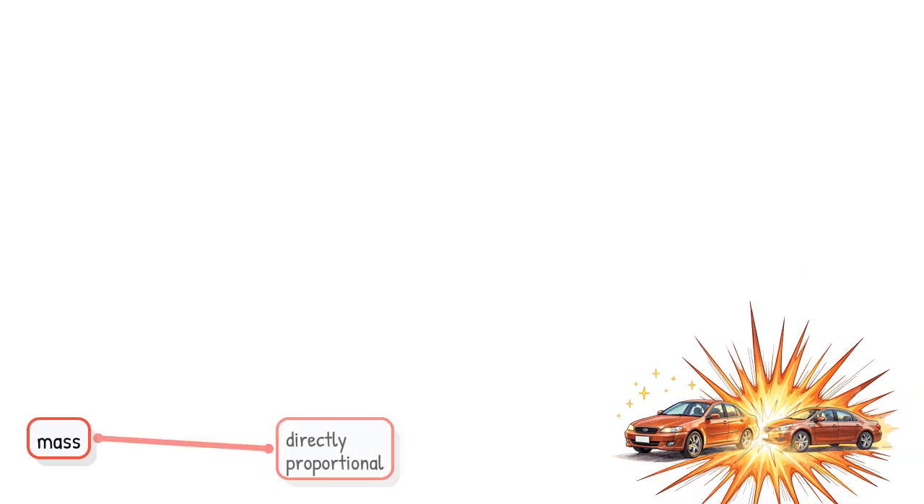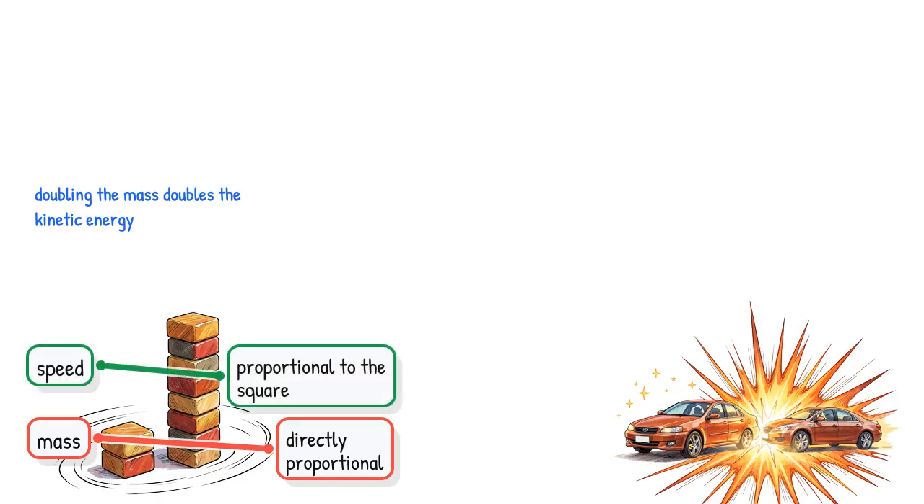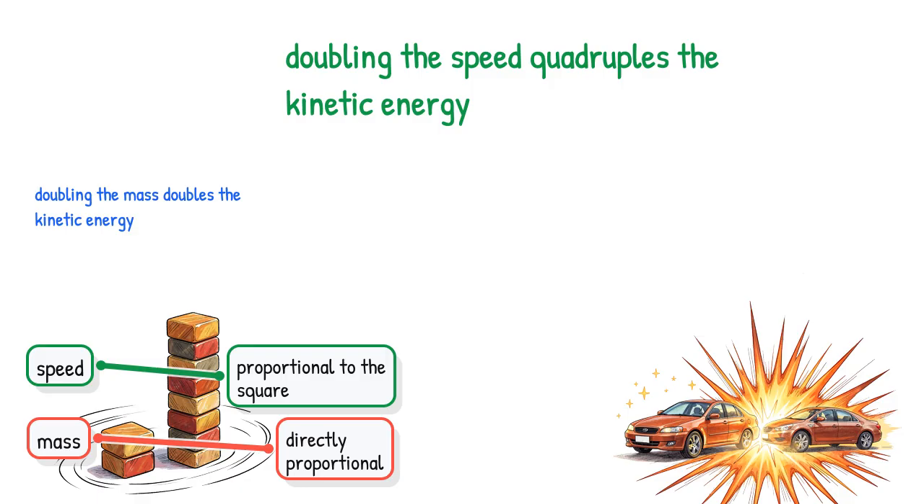Kinetic energy is directly proportional to mass, so doubling the mass doubles the kinetic energy provided velocity is constant. But kinetic energy is proportional to the square of the speed, so doubling the speed quadruples the kinetic energy. This explains why high-speed collisions are dramatically more destructive than low-speed ones.